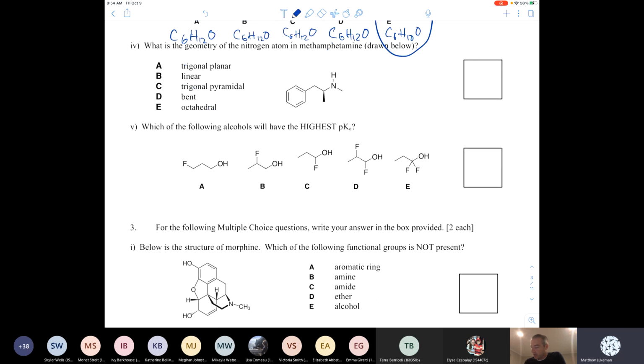Geometry of the nitrogen in methamphetamine. First of all, what's the hybridization of that nitrogen? It's got a lone pair. It's got 4 electron groups, 3 single bonds and a lone pair. That's right, that's sp3. So for sp3, what is the geometry? The electron group geometry is tetrahedral. The shape of the molecule would be trigonal pyramidal, C.